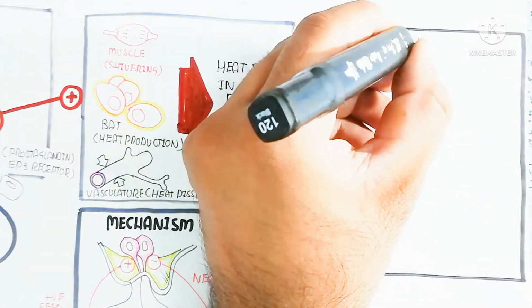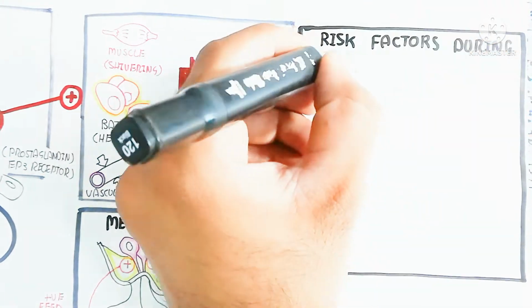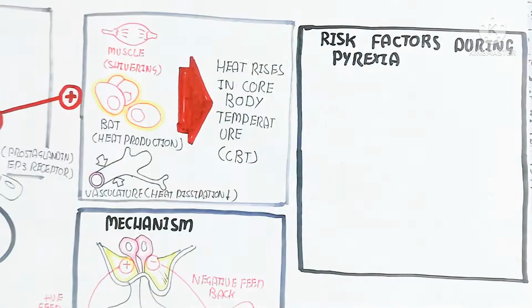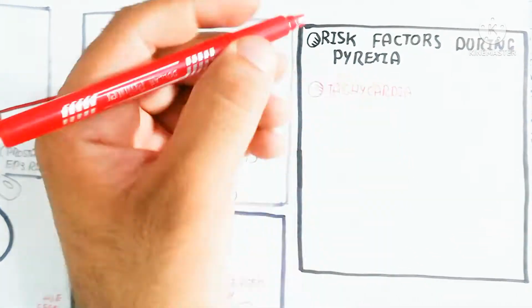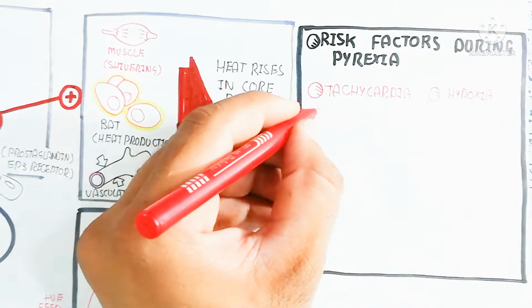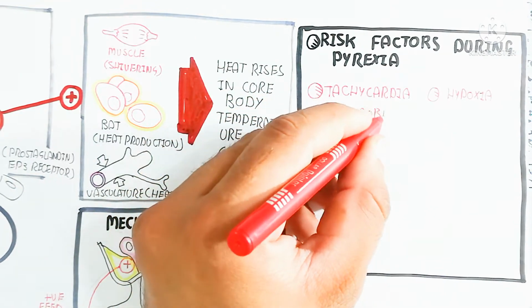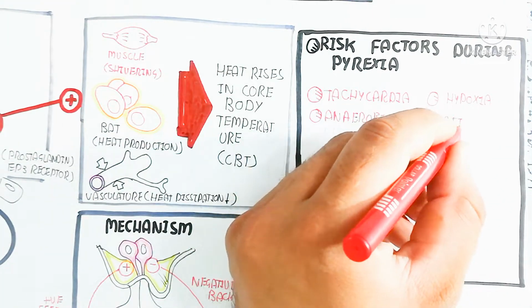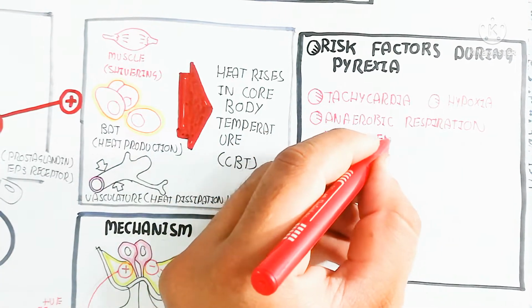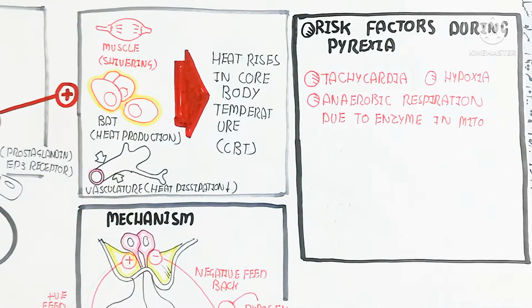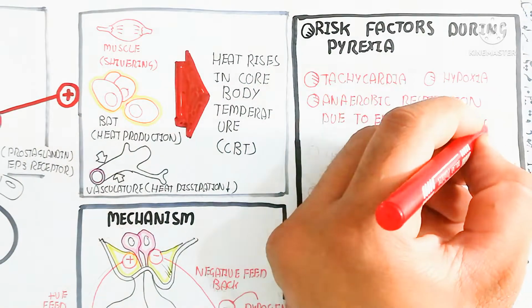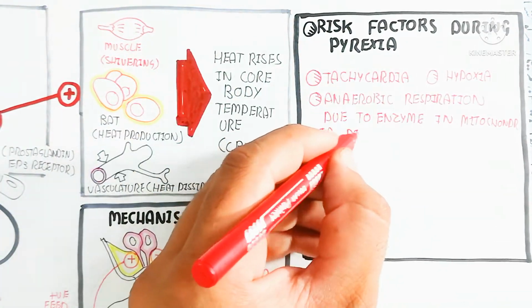The risk factors during pyrexia, or we can say pyrexia or pyrogenesis, are tachycardia, meaning irregular heartbeat, hypoxia, meaning decrease of oxygen, and anaerobic respiration, which will cause acidosis, and the enzymes in mitochondria will not work.